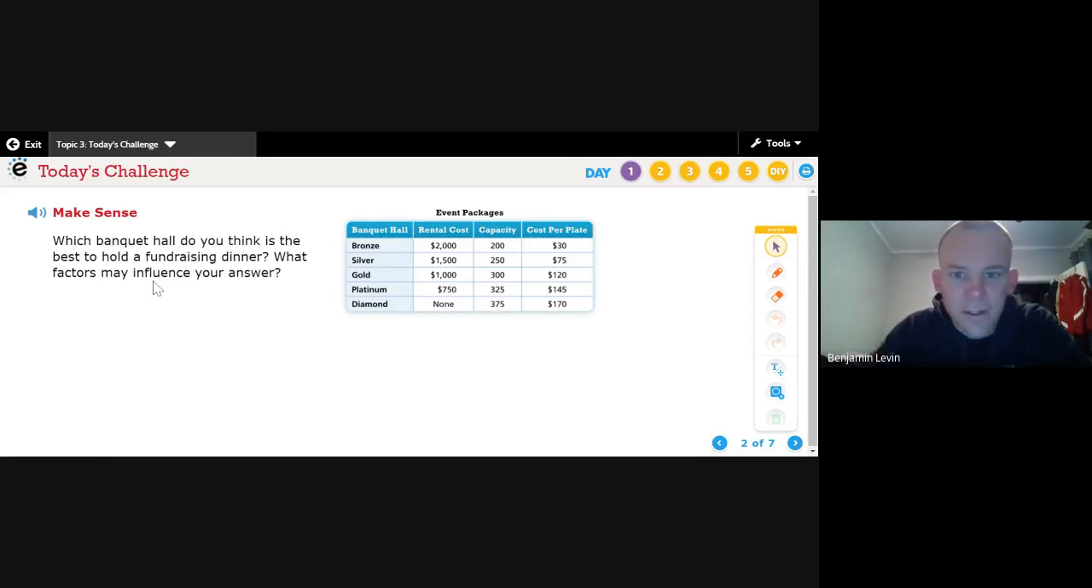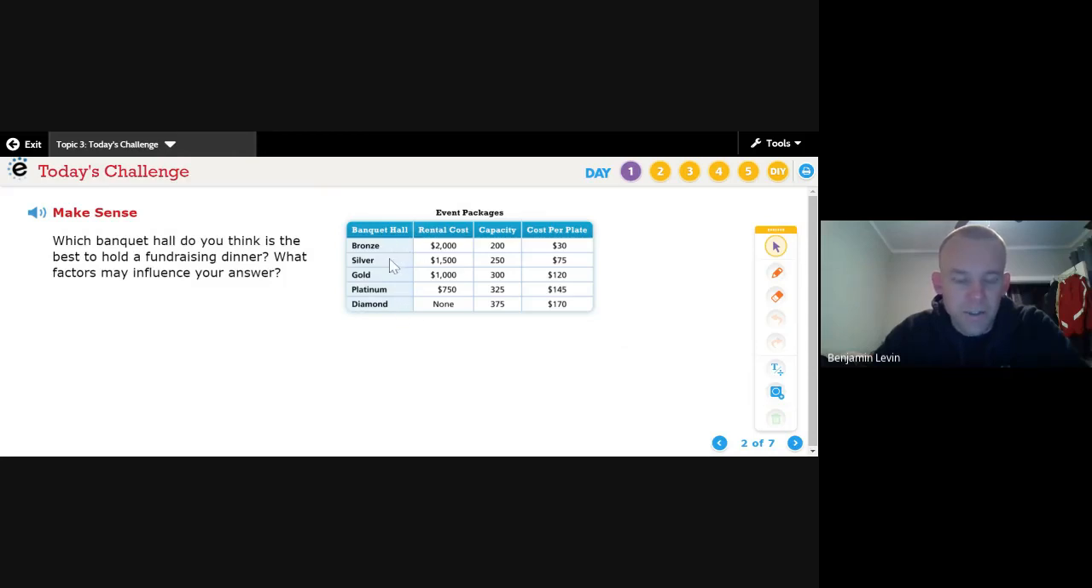what we got here. We are looking at creating linear functions from data. Okay, so we're going to take a look at today's challenge here, just to get us thinking a little bit, and then we'll go into some problems. But you have a chart here with a bunch of different banquet halls, or maybe it's one facility, and they have lots of different banquet halls.